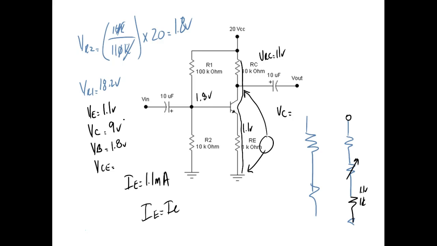So what's voltage collector to emitter? You say, Rich, you said we're going to measure everything to common. But the voltage from collector to emitter is going to be the voltage on the collector minus the voltage on the emitter, and that's the way we calculate VCE. We don't have to measure VCE, we calculate it from measurements. So VCE is going to be 9 volts minus 1.1 volts.